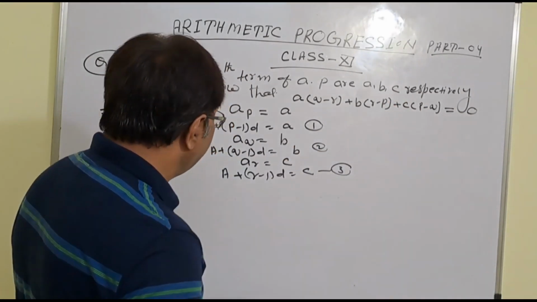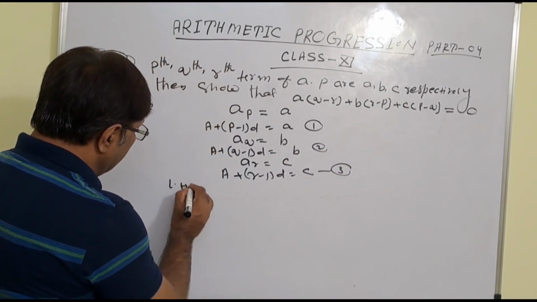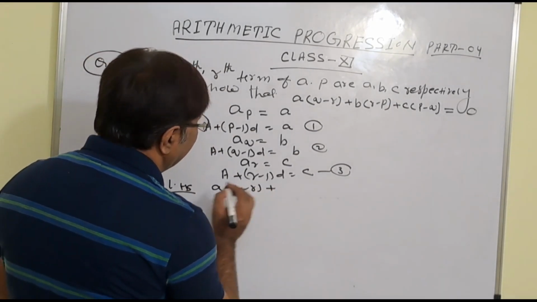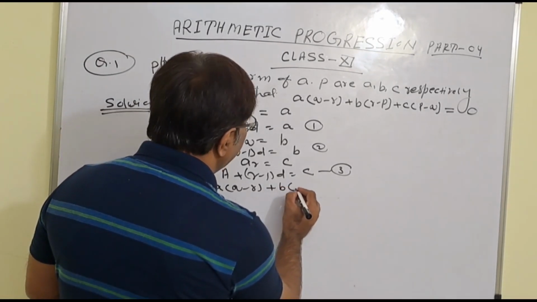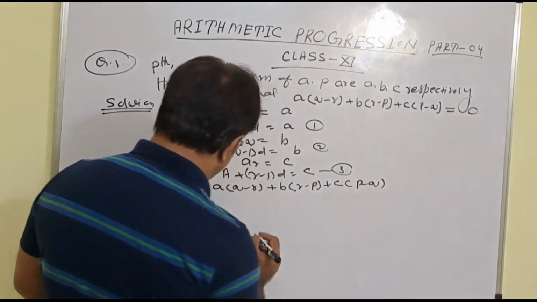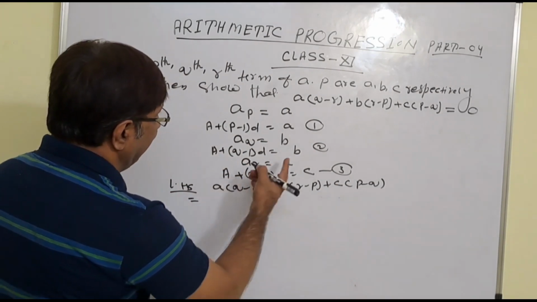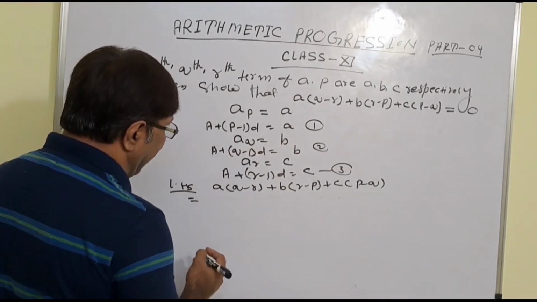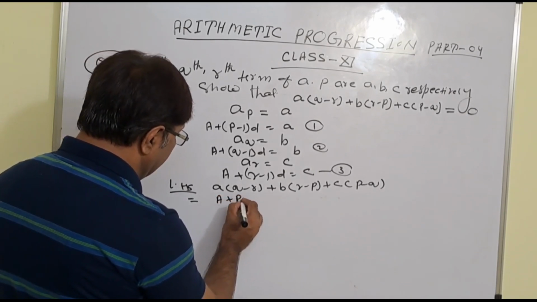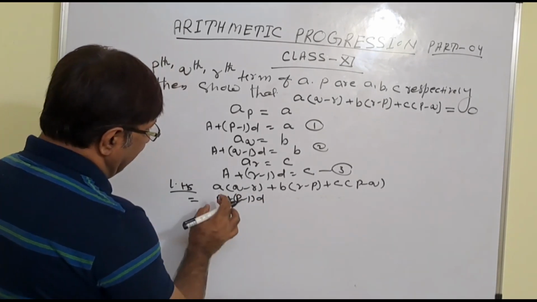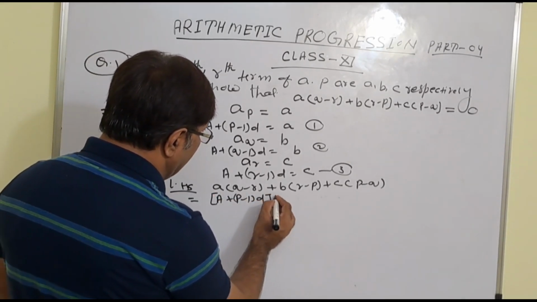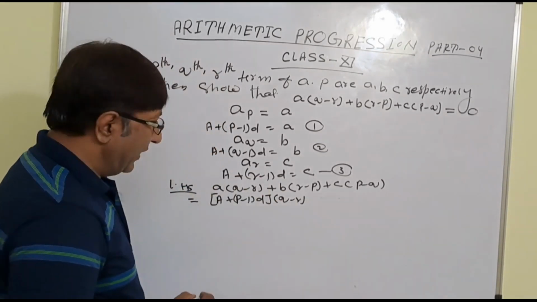equals 0. So let us take the LHS. Our LHS is a multiplied by (Q minus R) plus b multiplied by (R minus P) plus c multiplied by (P minus Q). We know the value of a is A plus (P minus 1) into D, so we write A plus (P minus 1) into D in place of a, and then multiply by (Q minus R).